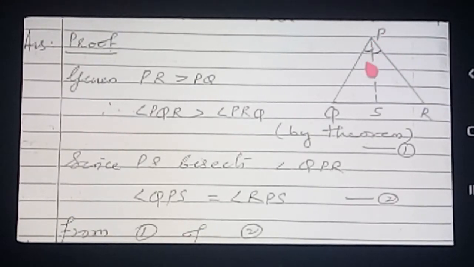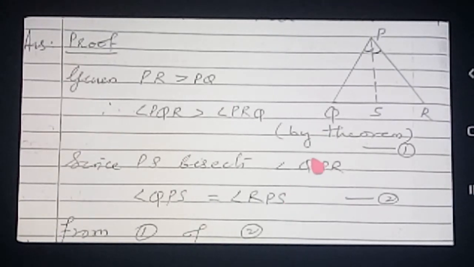Several sums I explained. If bisecting, what's the meaning of bisecting? Dividing into two equal parts. The meaning is that QPS and RPS are equal. PS bisects angle QPR. What's the meaning? QPS and RPS both are equal. That I kept as equation number 2. Clear? Now, here you know that PQR is greater than PRQ and QPS is equal to RPS.